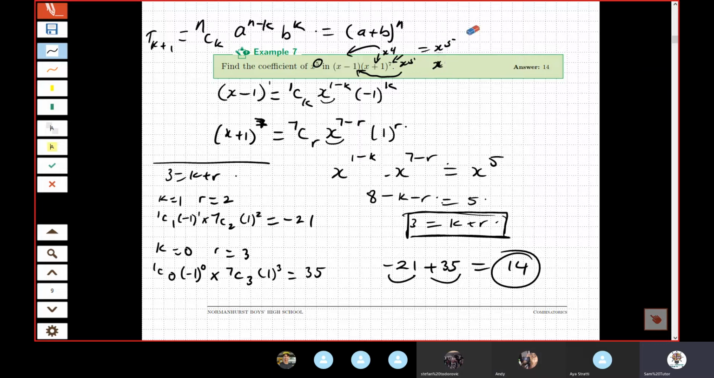Good. But the only reason why I don't want to teach that method is it only works because of this question. If I made it just slightly harder, or made this even a 2 or something, you guys won't be able to get it out. So this is the proper way.